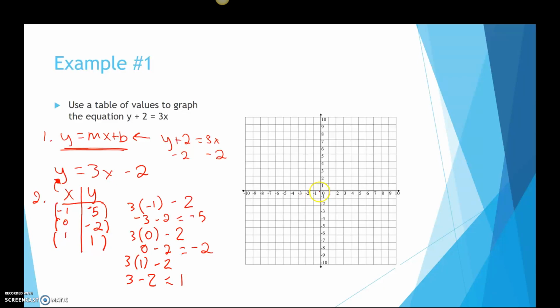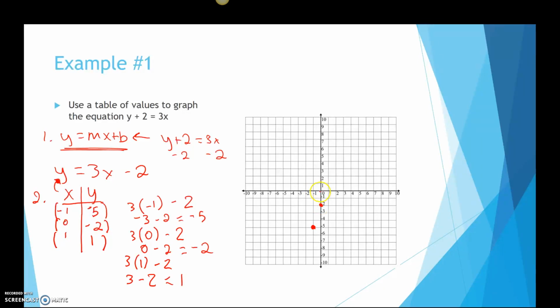So negative 1, negative 5. I always start at the origin. Negative 1, I go to the left one, and I go down to negative 5. And I'm going to put my first point. 0, negative 2. So I start at 0. I'm not going left or right because we're at 0 for x. And I go down to negative 2. And I plot my point.